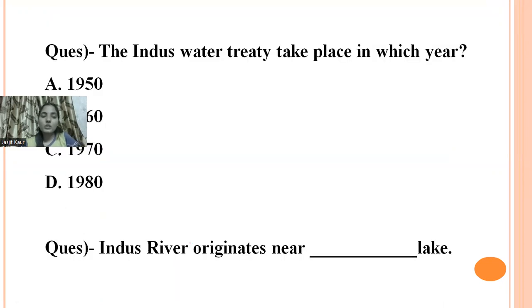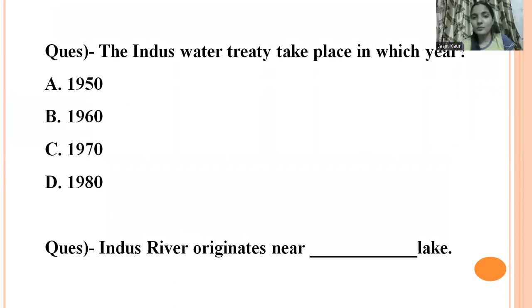Okay. So now moving forward, here I have certain questions for you to test your understanding, whether you have understood the concept or not. So the first question is, the Indus Water Treaty took place in which year? Is it 1950, 60, 70 or 80? Yeah. So the right answer here is 1960. So it took place in 1960.